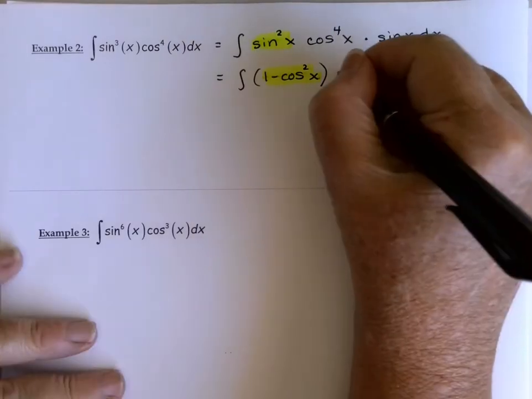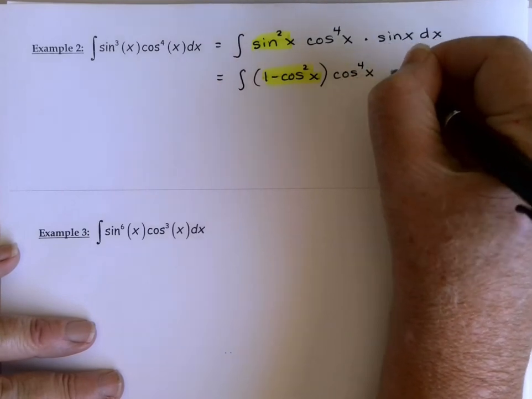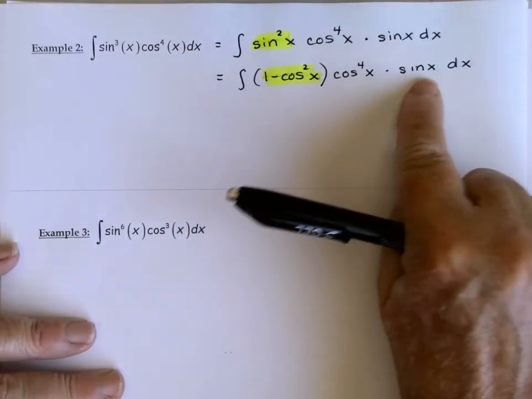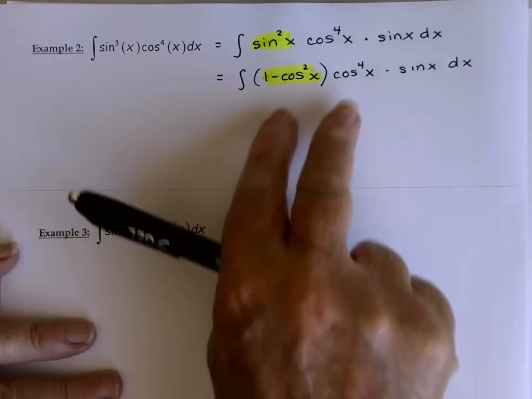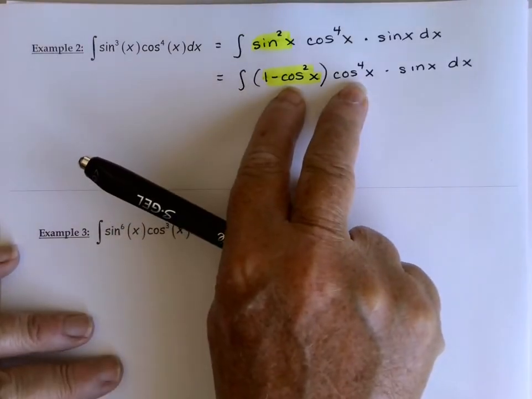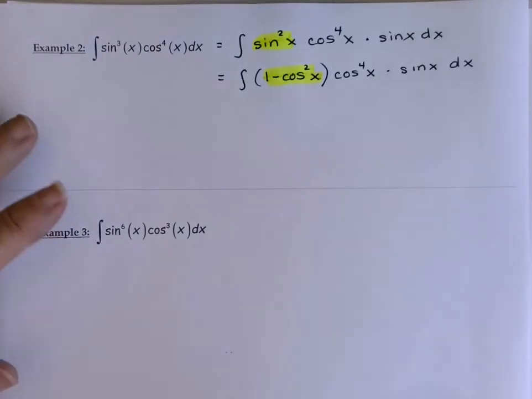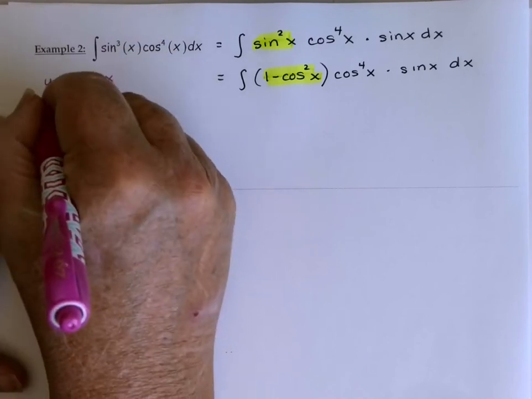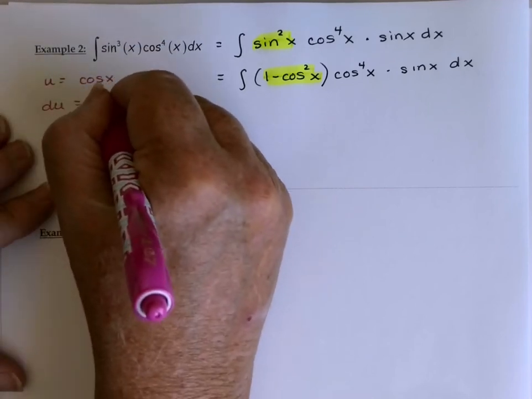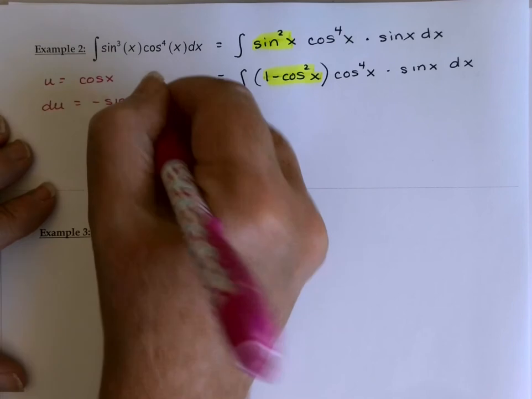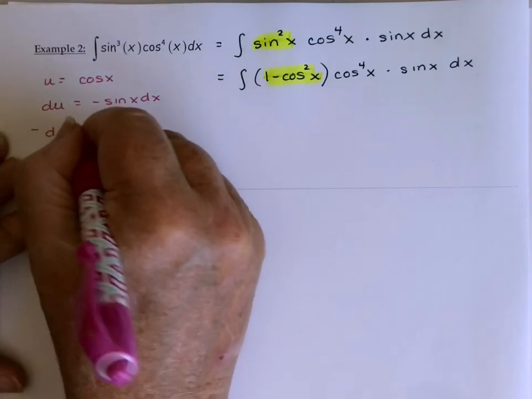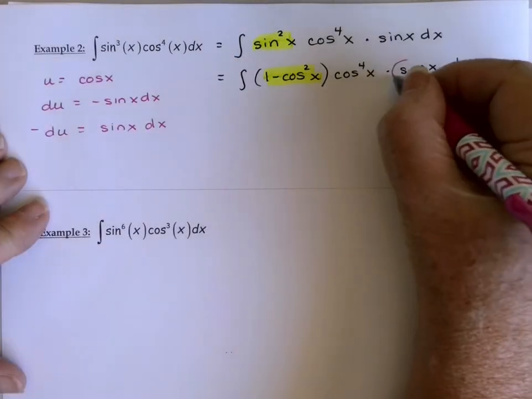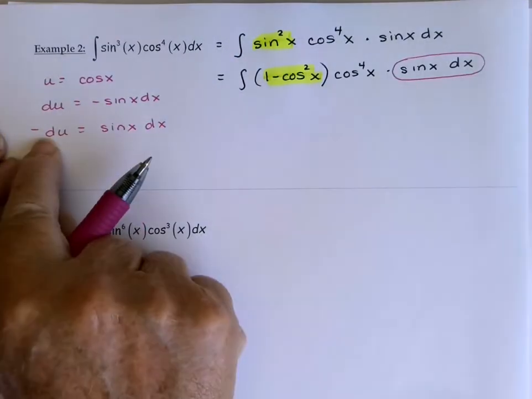I then have that cosine to the 4th of x times sine x dx. I'm saving that to be the du. Right? Everything else is now in terms of cosines. So again, let's let u be the cosine of x. And the derivative would be negative sine x dx, or minus du equals sine x dx. So that right there is my minus du.